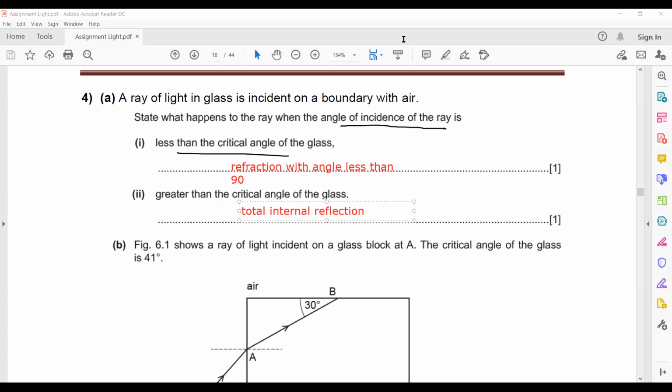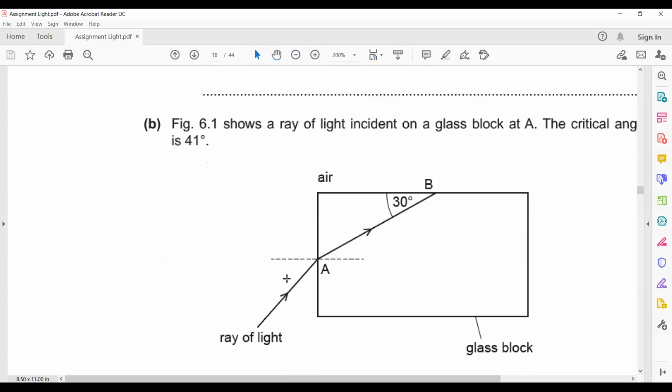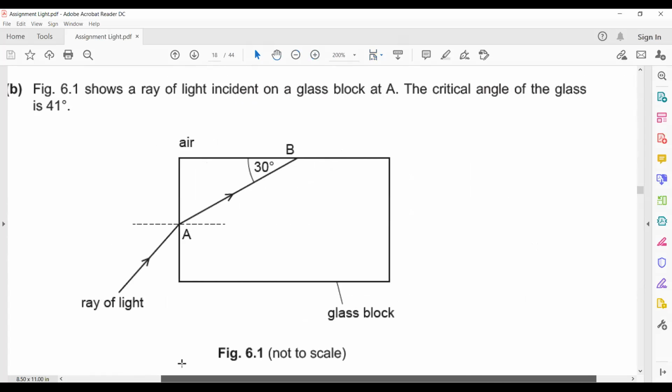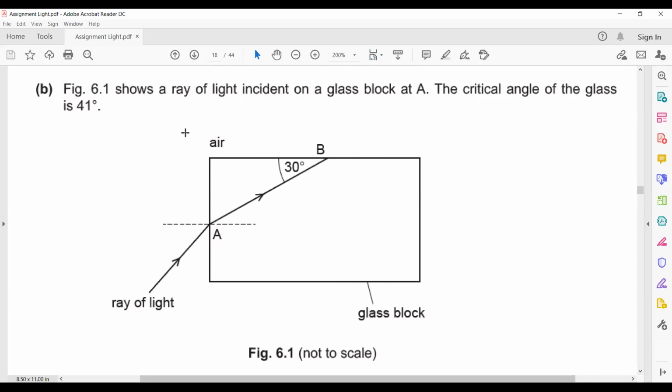Now, the next question is similar to the one I was discussing, where you have to complete a path. Figure 6.1 shows a ray of light incident on glass at A. The critical angle is 41 and you have to complete the path. First, you have to draw a normal. When I draw a normal, what will be the angle of incidence here at B?